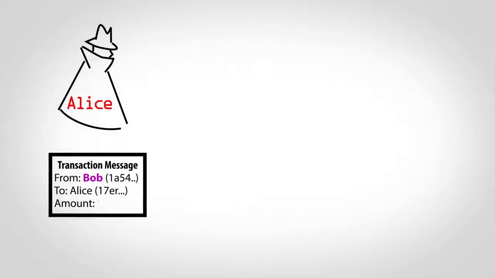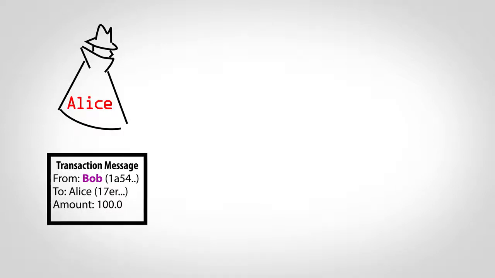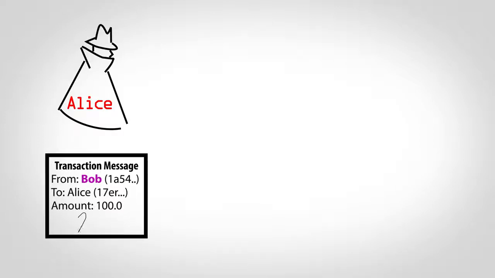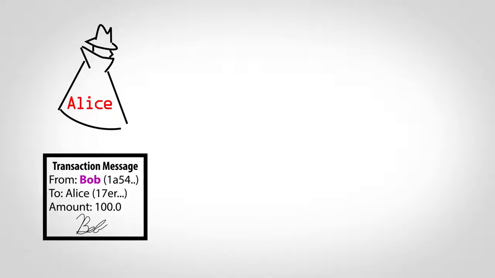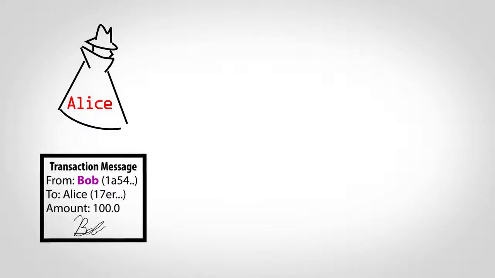If sending money is as simple as creating a message with some account numbers, what's to stop a thief, Alice, from spending Bob's money by using his account number? Like a pen and paper check, Bitcoin requires a kind of signature to prove that the sender is the real owner of an account, but it is based on math rather than handwriting.